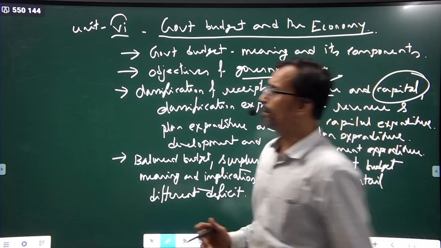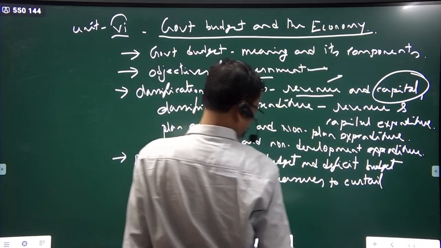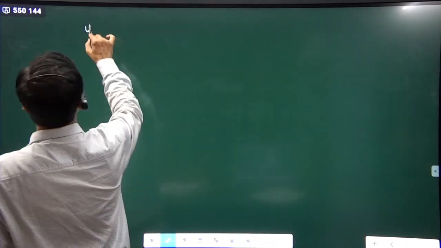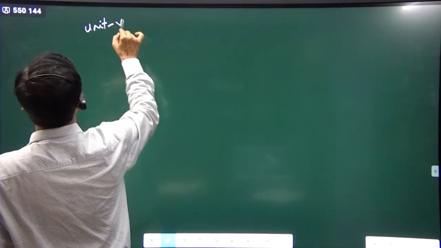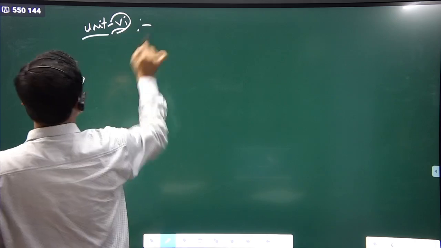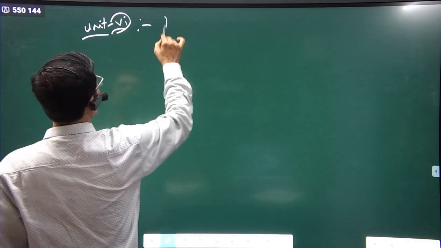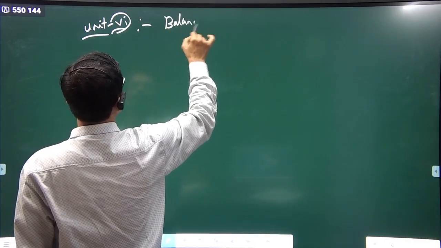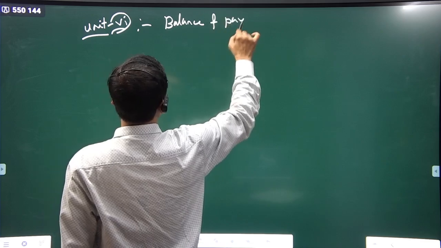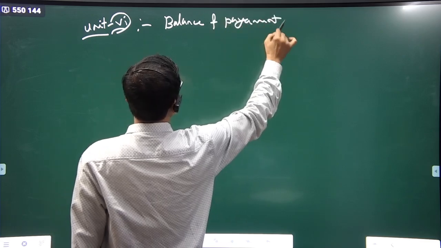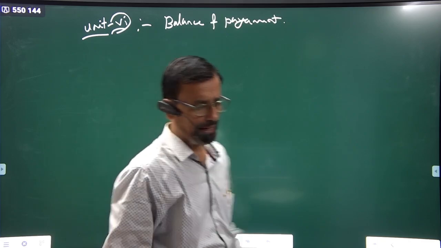Next, Unit 7. This unit deals with balance of payment.